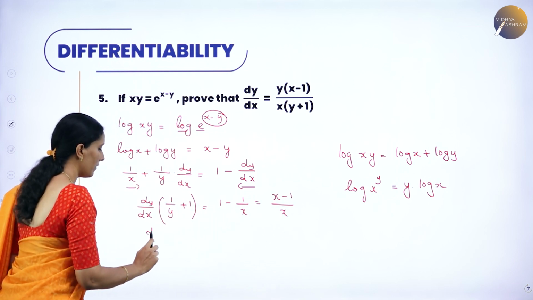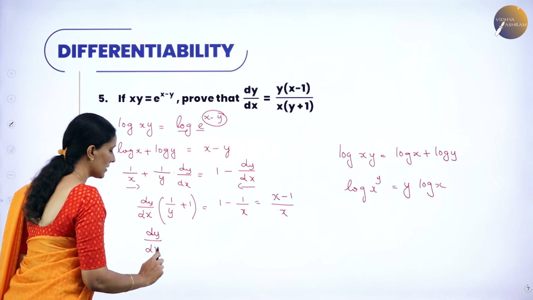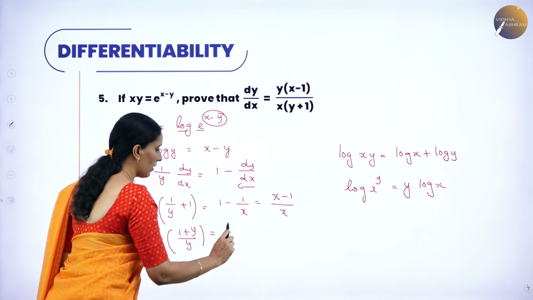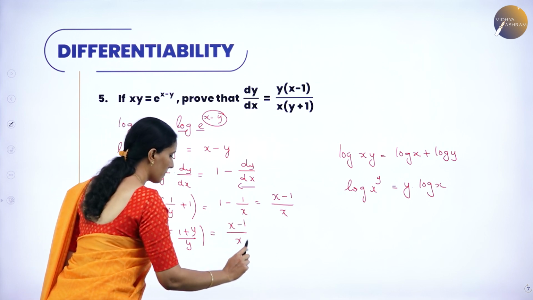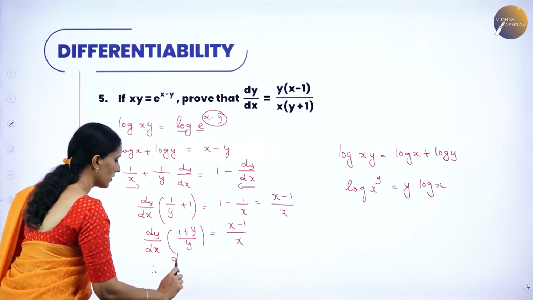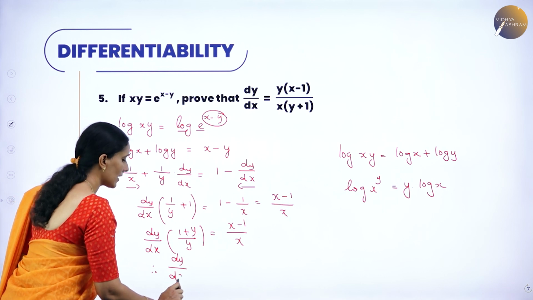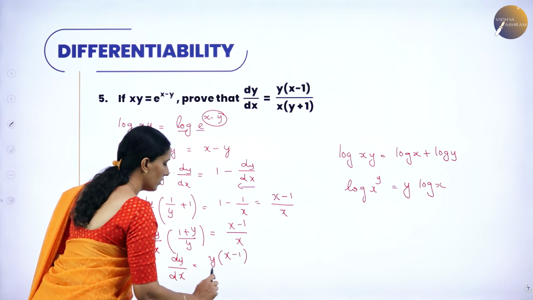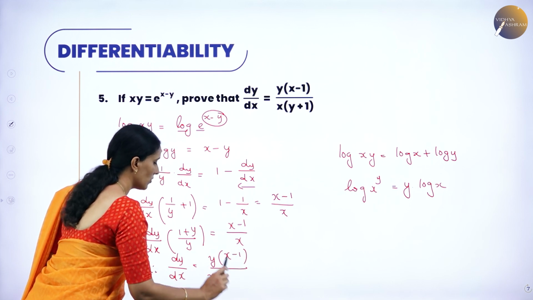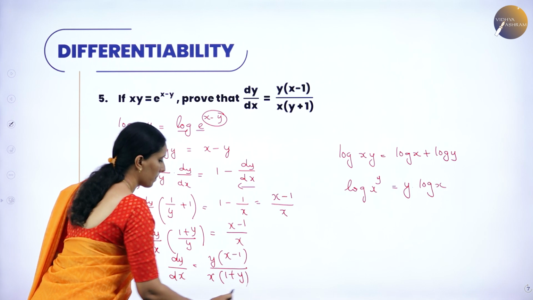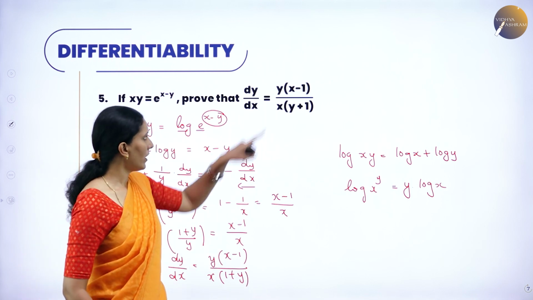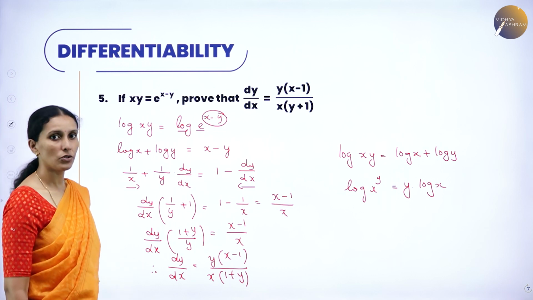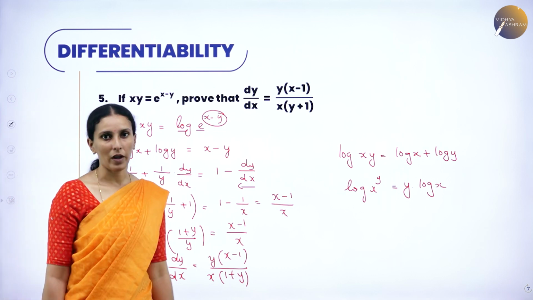And here you have dy by dx as (1 + y)/y = (x - 1)/x. So therefore, I can write dy by dx as y(x - 1) divided by x(1 + y). So here, which is one and the same, we have proved y(x - 1) divided by x(1 + y) is one and the same.